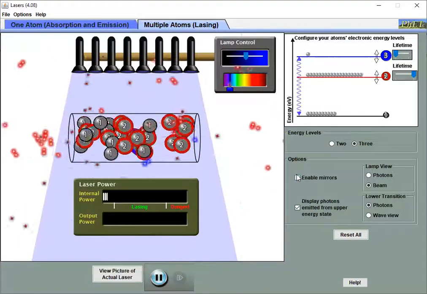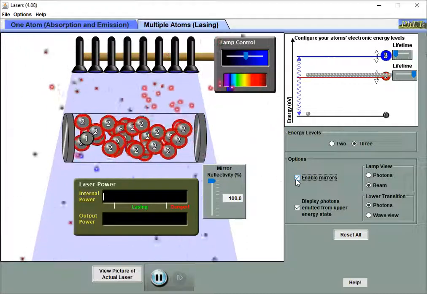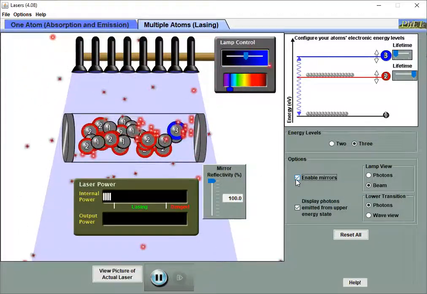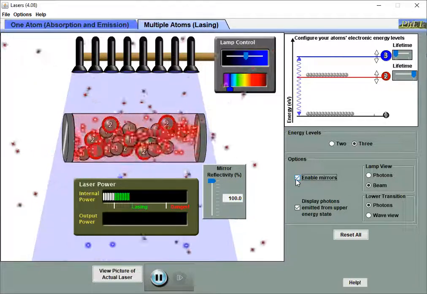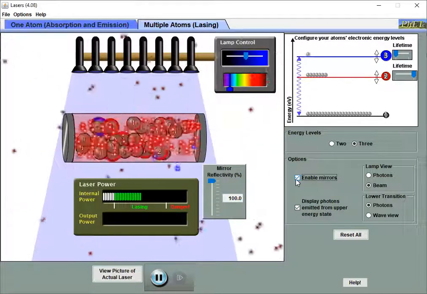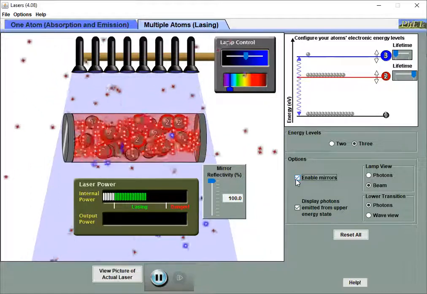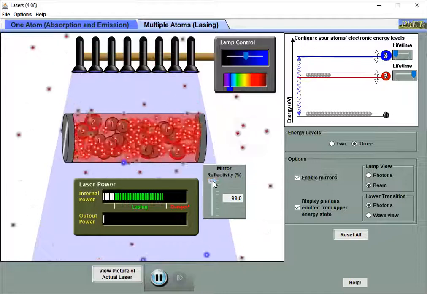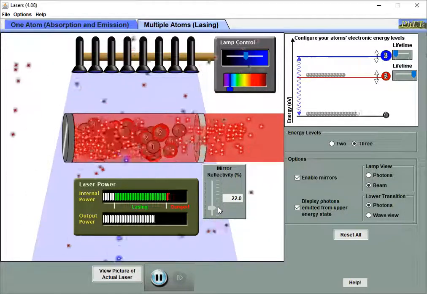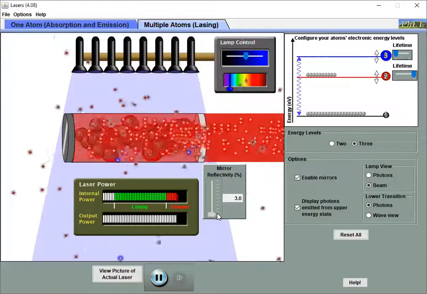So if we enable our mirrors, then the mirrors are going to reflect red photons back towards the other ones. And so there's actually going to be a preferred stimulation of photons moving back and forth horizontally. And you can see the power of the laser is increasing. I better release that power. And now we're lasing.